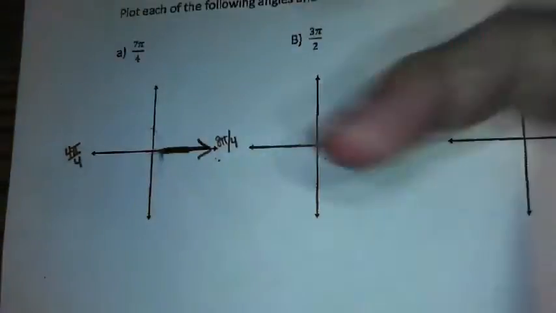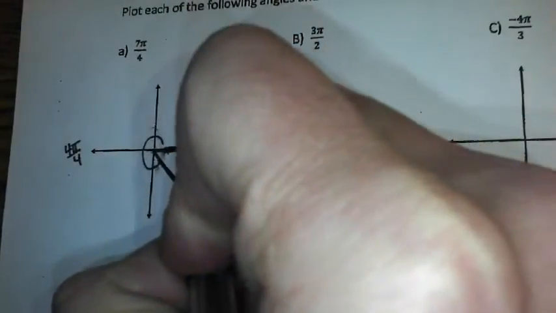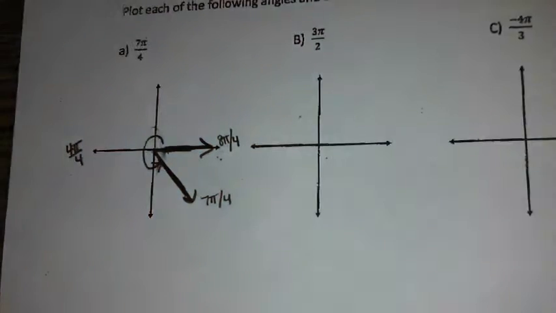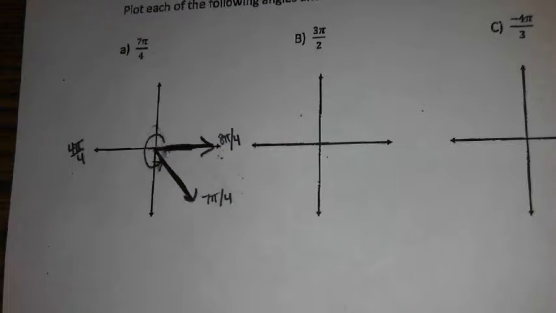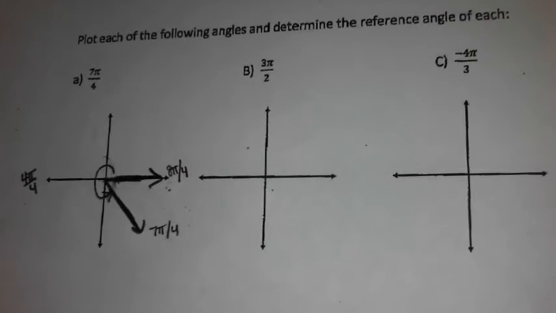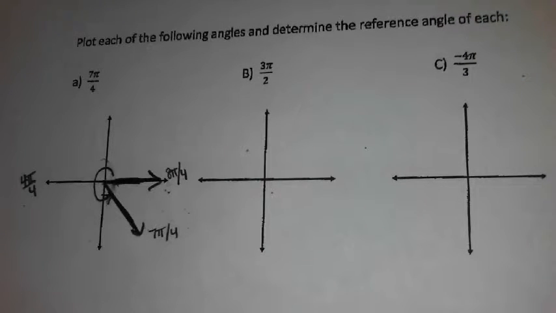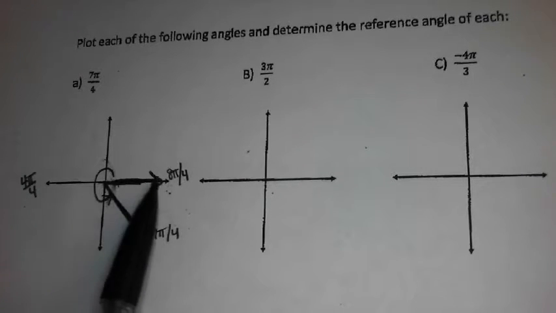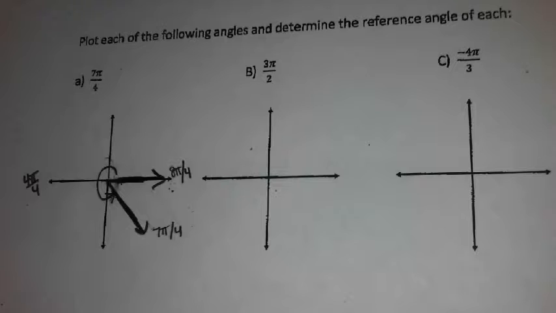So your initial ray is always where it is. Your rotation diagram, if I get rid of these little arrows, is opening in the positive direction to 7 pi over 4, which is right there. Now, the second part of the instructions up top for plotting is to find the reference angle. What is the angle between 7 pi over 4 and the x-axis? Right, from 7 pi over 4 to 8 pi over 4 is 1 pi over 4. So your reference angle equals pi over 4.